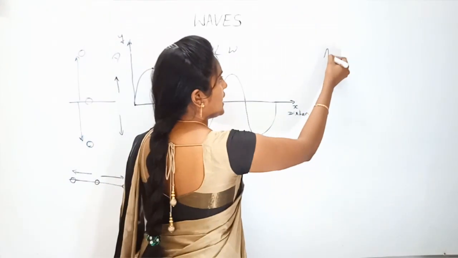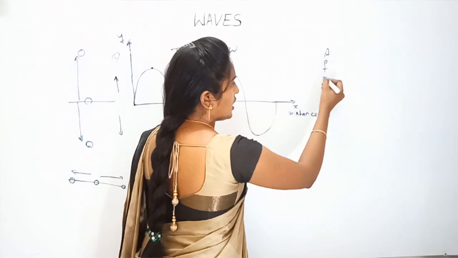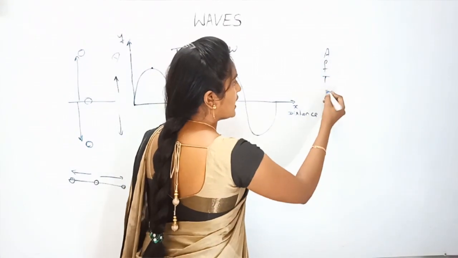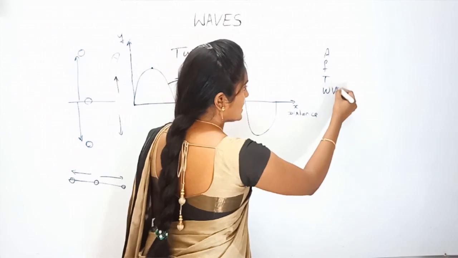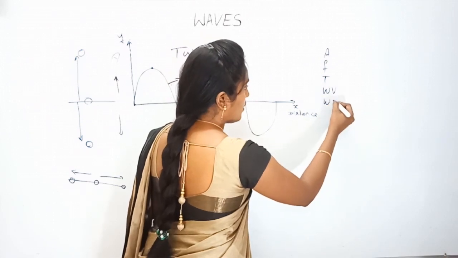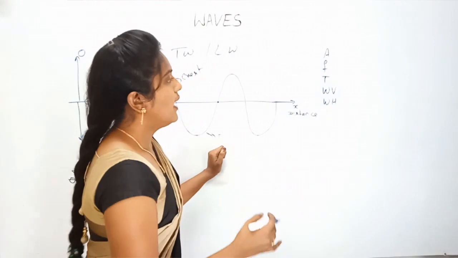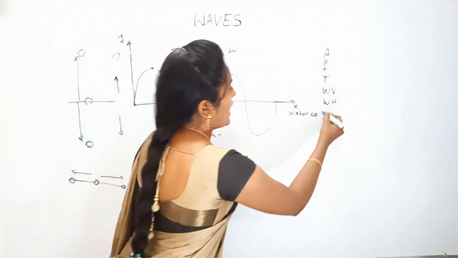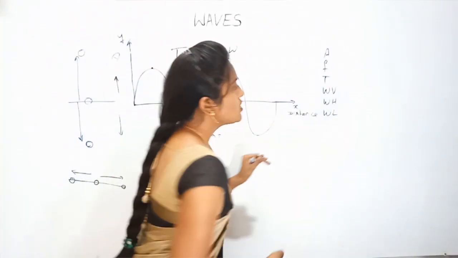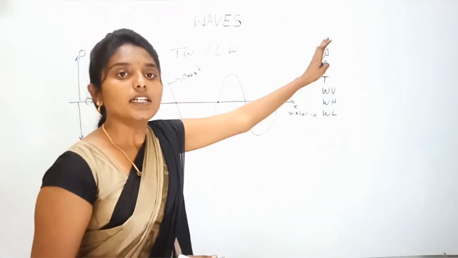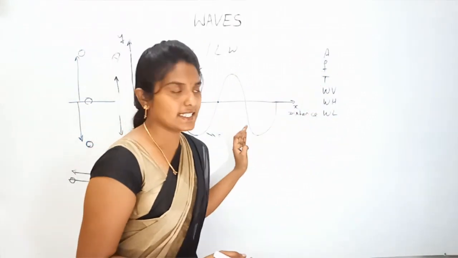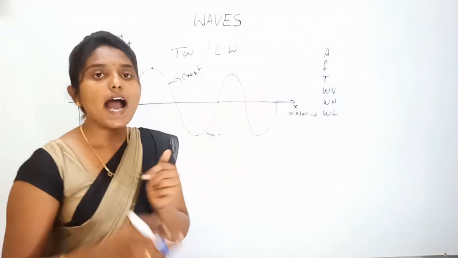The first component is amplitude, next is frequency, next is time period, next is wave velocity, next is wave height, and next is wavelength. These are the important terms which we are going to discuss. Okay, first let's come to amplitude.